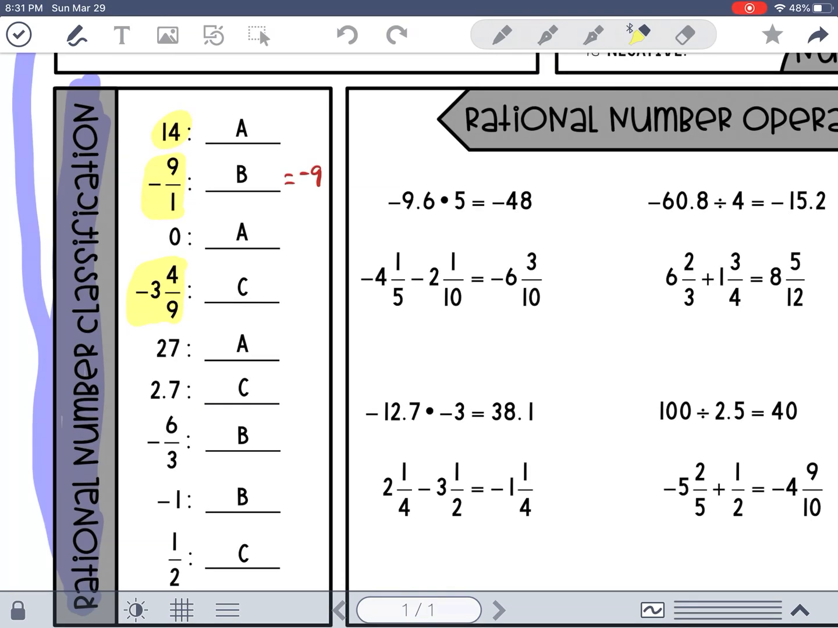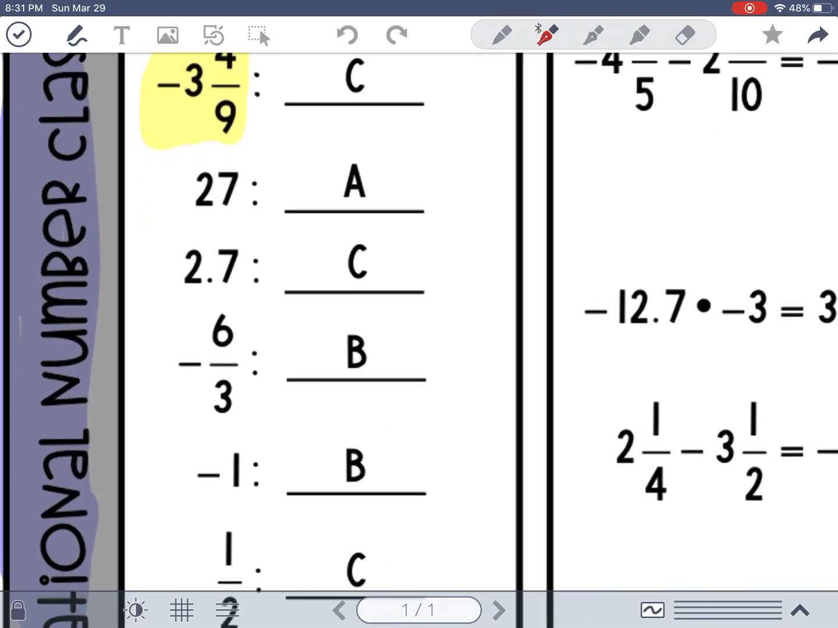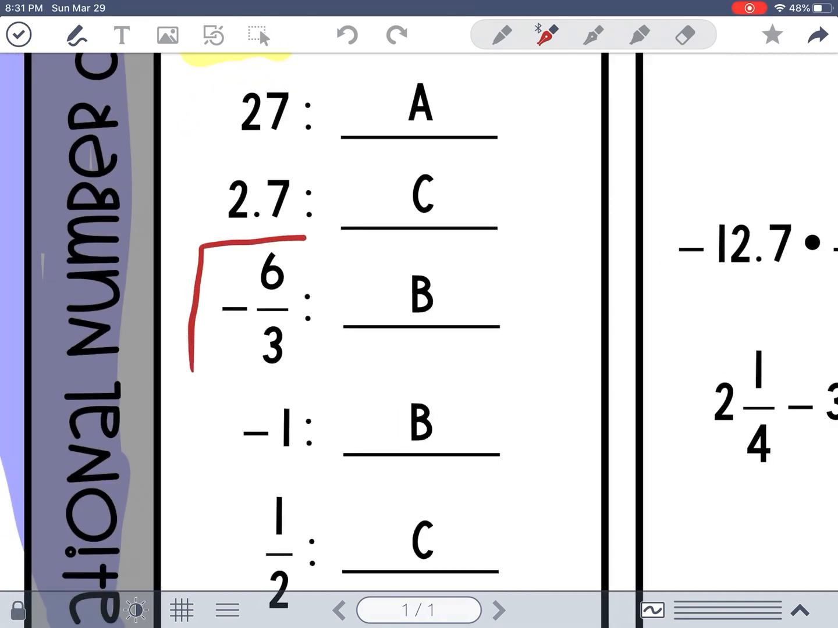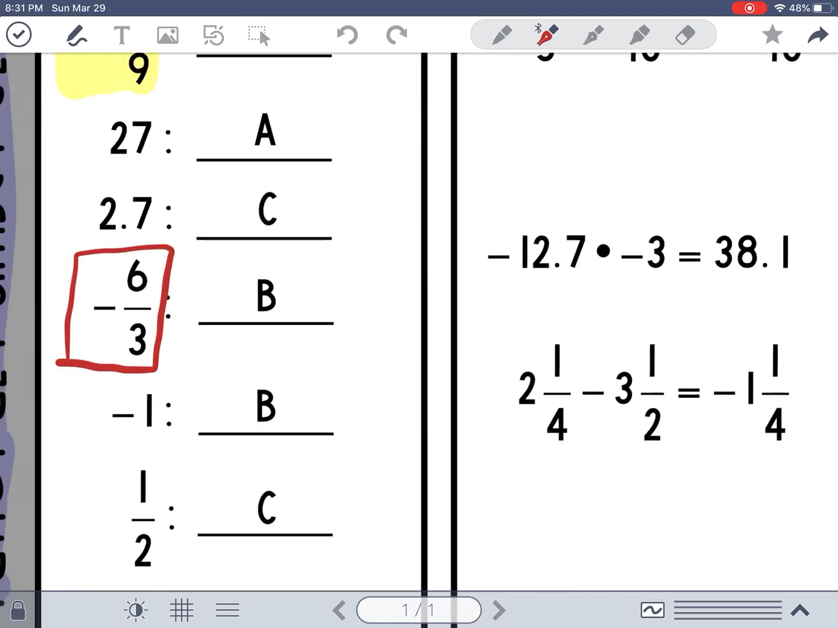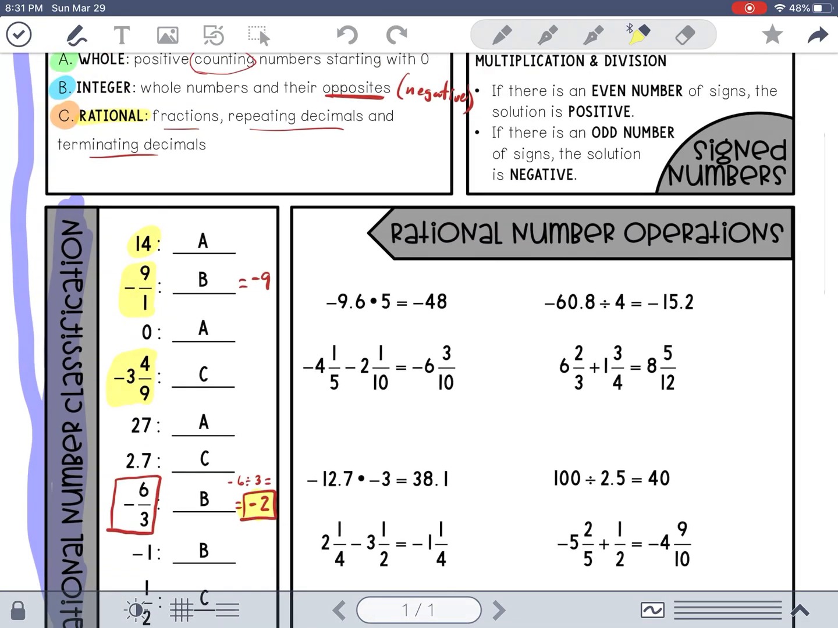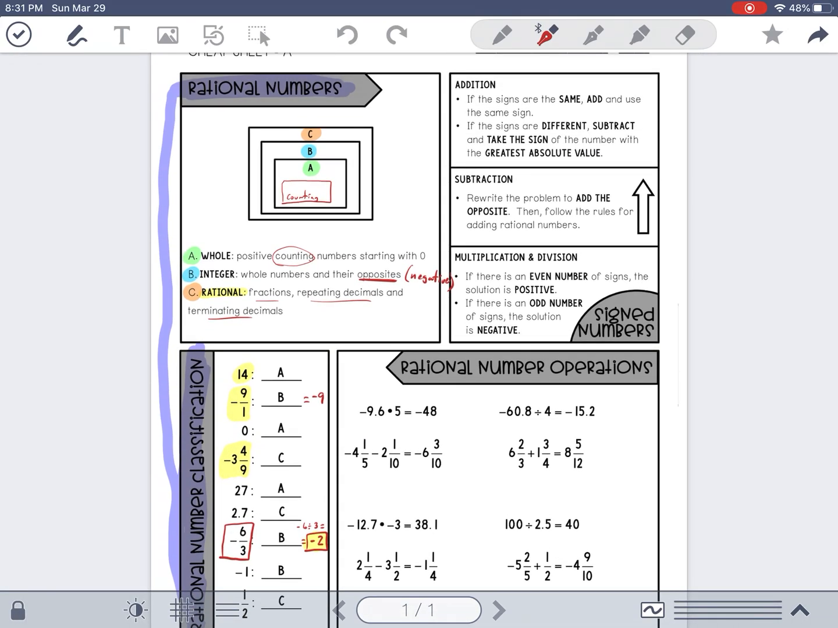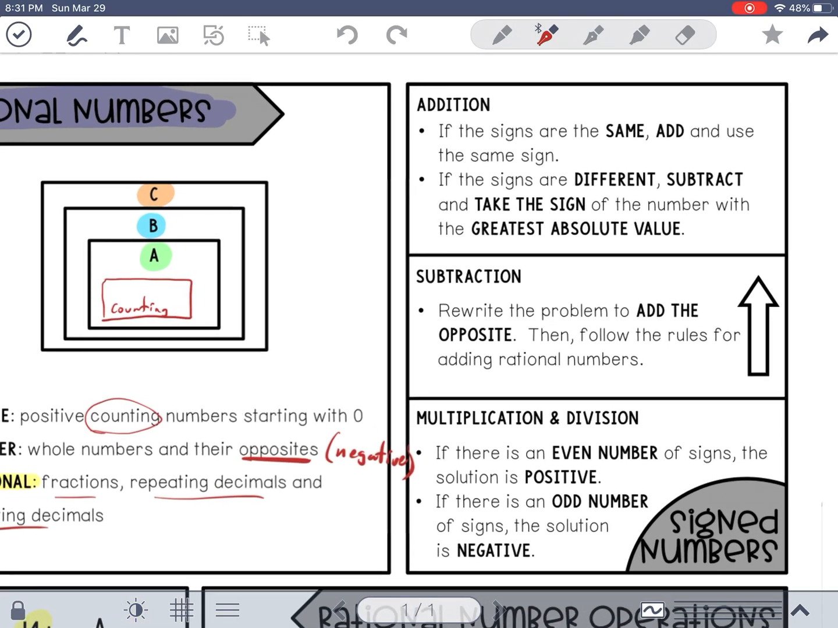But here's one thing I want to remind you of, this one right here. -6/3. Always look and see if you can simplify. What is -6/3? That's the same thing as -6 divided by 3. What is -6 divided by 3? That is equal to -2. Where does -2 fall in our sets and subsets? Very good. That is an integer. All right, excellent. I'm going to complete this worksheet and walk through very quickly and remind you.